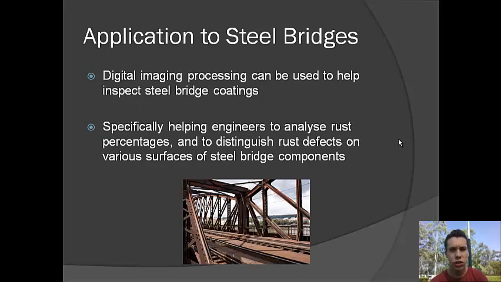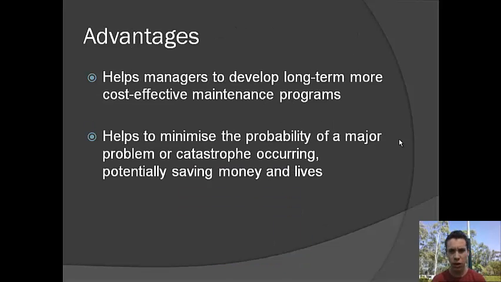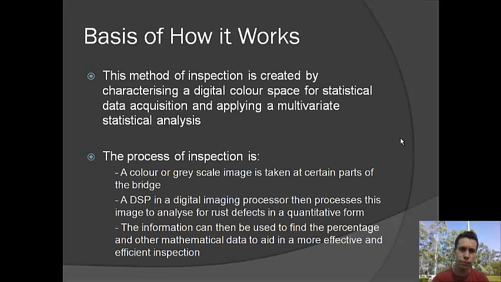So one application in the civil engineering field is the application to steel bridges, in fact. Digital image processing is being used to help inspect steel bridge coatings. This then helps engineers to analyze rust percentages and distinguish rust defects in various different components of the bridges. Some advantages here with this. So this helps managers to develop a long-term or cost-effective maintenance program. And it also helps minimize the probability of a major problem or catastrophe occurring, which could potentially save money and lives.